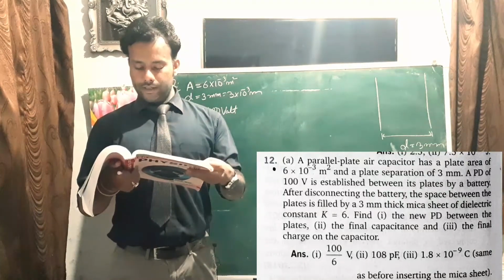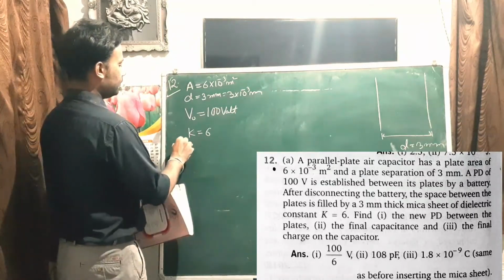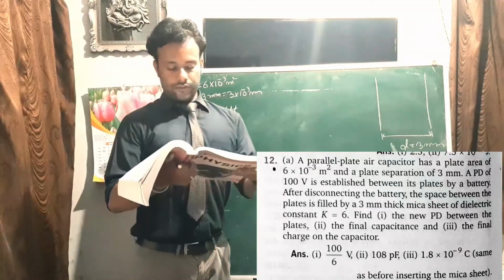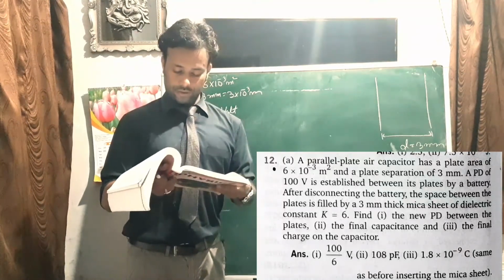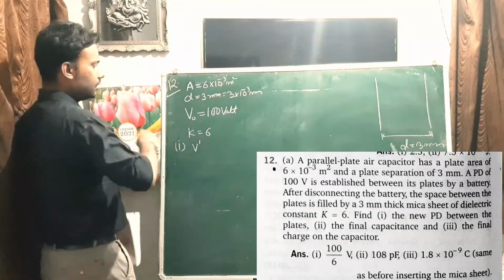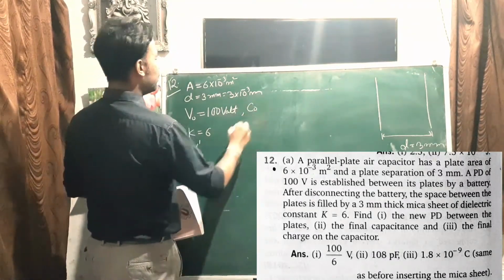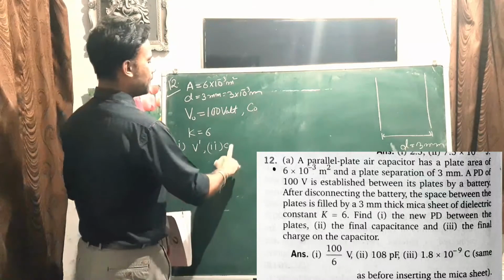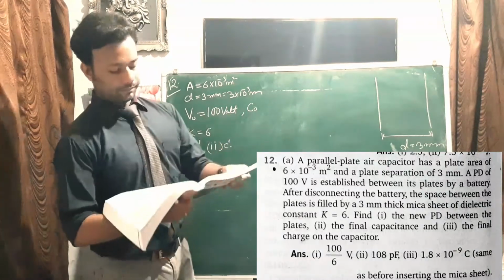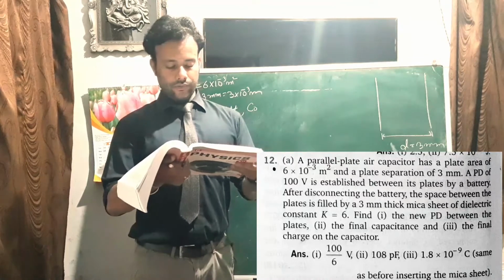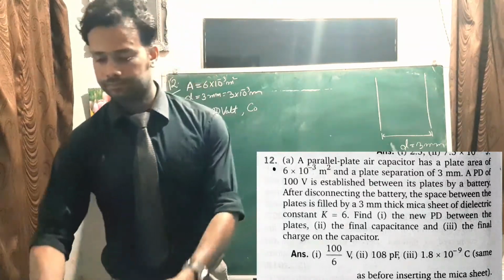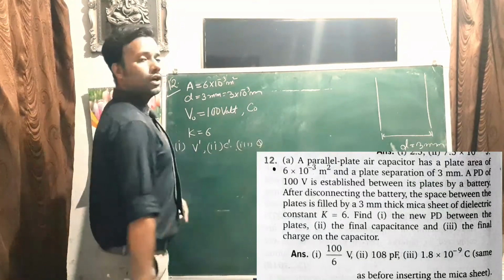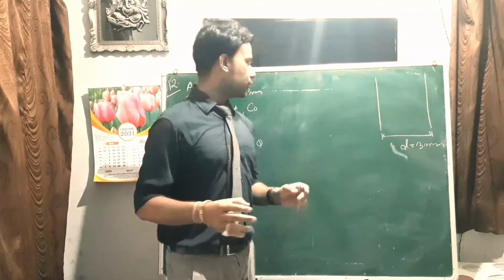Find the new PD. First, what you have to find is the new PD, let's say that will be V dash. Second, the final capacitance. So let's say here we take the capacitance C0, and here we will take the capacitance as C dash. And third, the final charge on the capacitor. Okay, so let's solve this question.